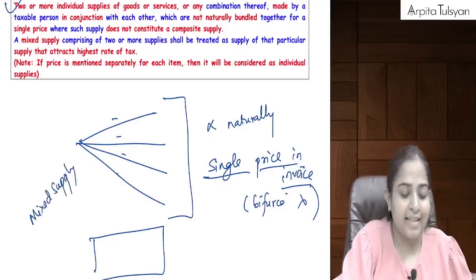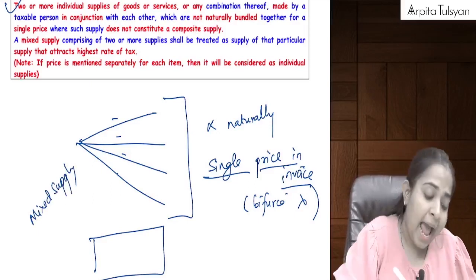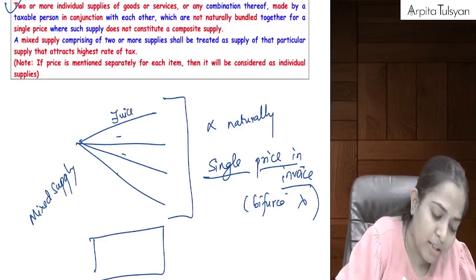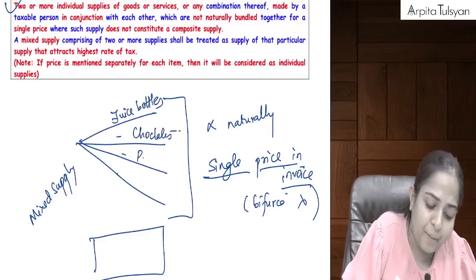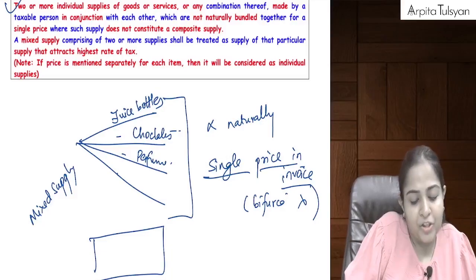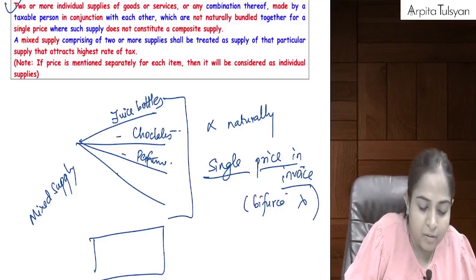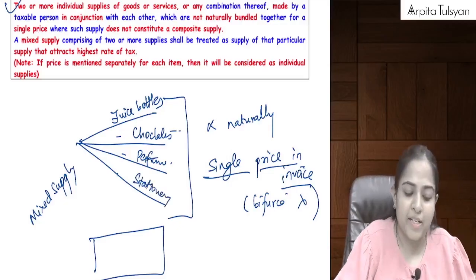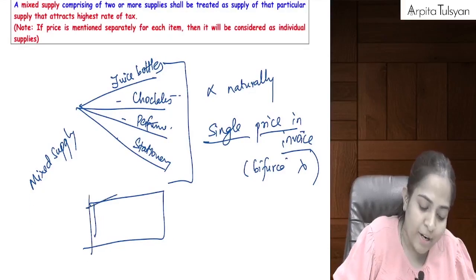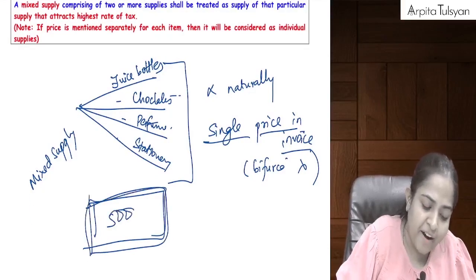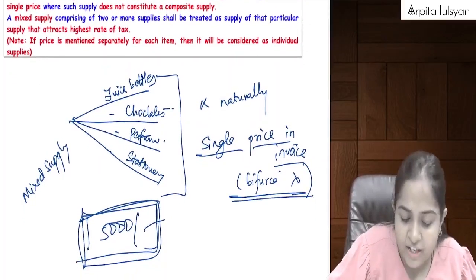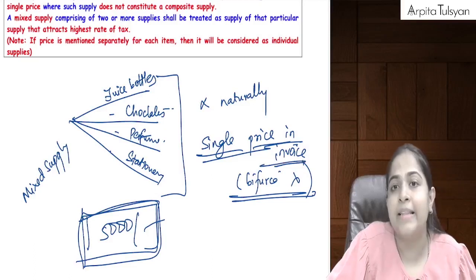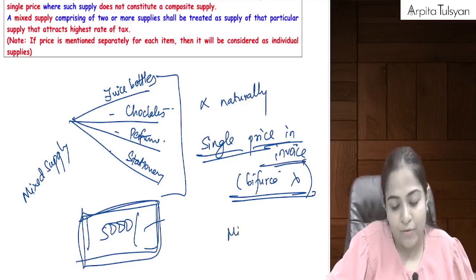Example. I go to a shop and I am purchasing some juice bottles from there. Then I purchase some chocolates from there. Then I purchase a perfume, and then let's say some stationery. I am going to a shop and purchasing all of these, and in the invoice, that person is charging 5,000 rupees total. So here obviously bifurcation is not written in the invoice, a single price is charged, so such a supply is considered as what?